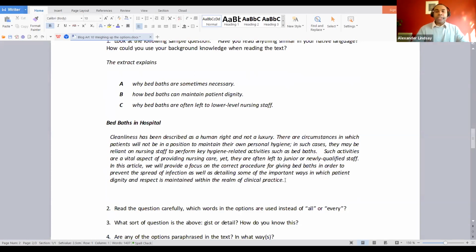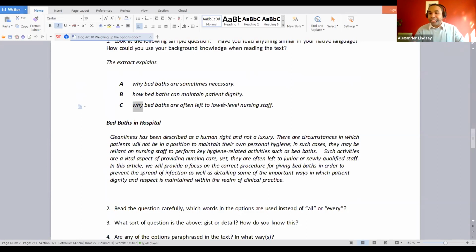Okay, so let's have a look at this. We'll look at the answer, and then we'll go back to the gist and detail question as well, because I think the two things are linked. First of all, we've got to look at the question really closely. The first one, A, is asking why. The second, B, is a question about how, and the third one is also why.